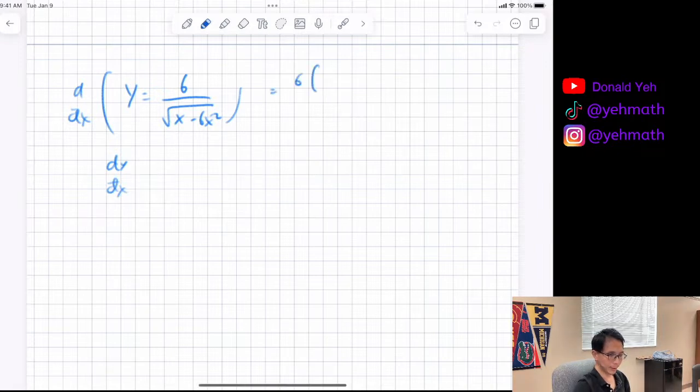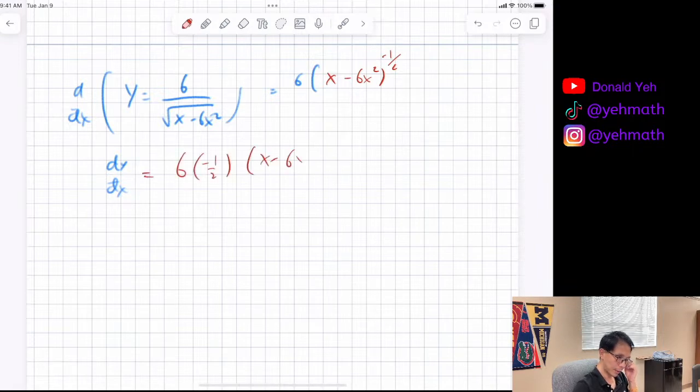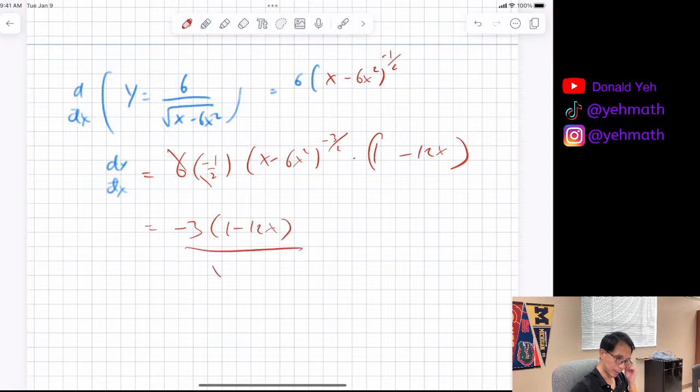You move the 6 to the... this is a test question, by the way. So it's going to be x minus 6x squared to the negative 1/2. Then you're just going to take a derivative of that, which is equal to 6 times negative 1/2 times x minus 6x squared to the negative 3/2 times 1 minus 12x. That is going to give you negative 3 times 1 minus 12x over x minus 6x squared to the 3 over 2. So this is just one question on the test.